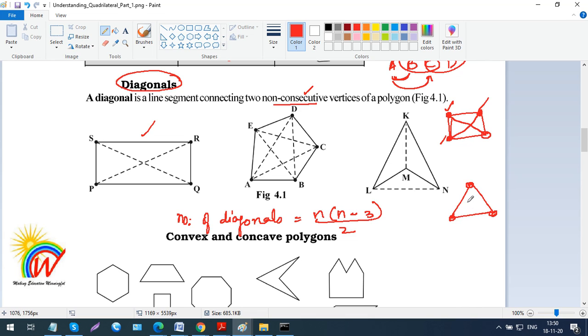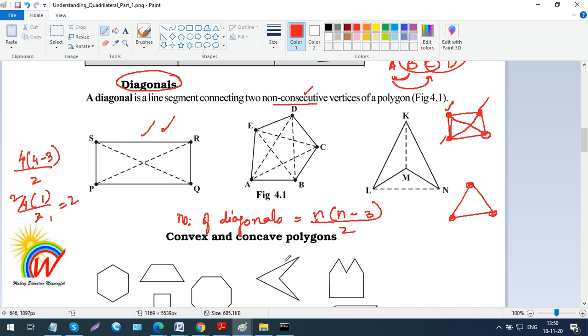Okay, so there is a formula to find the number of diagonals in a polygon. n stands for the number of sides. So the number of diagonals will be n into n minus 3 by 2. For example, the first figure is 4 sided, right? So let's put n equals 4 and check. 4 into 4 minus 3 is just 1, by 2. 2 ones are 2, 2 twos are 4. So there will be 2 diagonals.